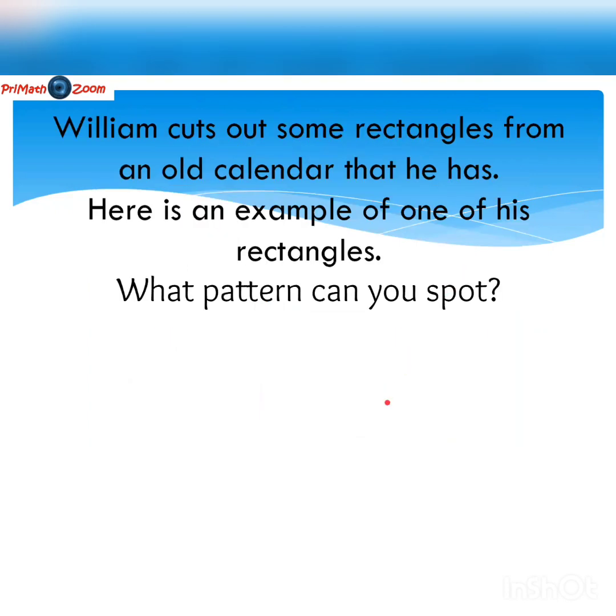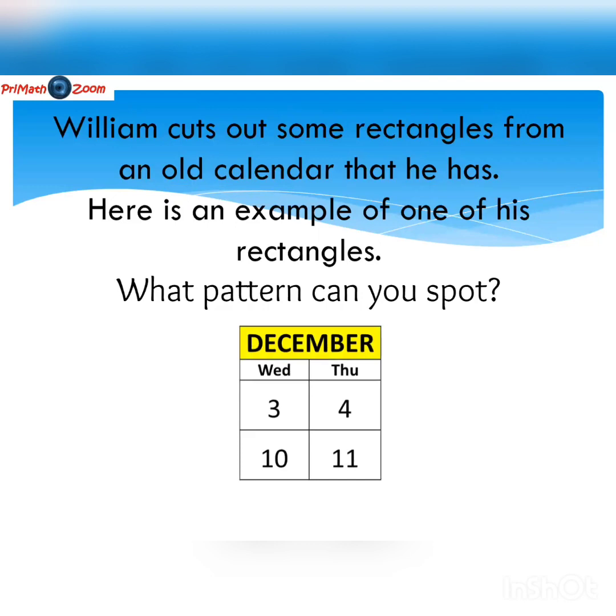So first activity, William cuts out some rectangles from an old calendar that he has. Here is an example of one of his rectangles. What pattern can you spot? So I'll give you some time to spot some patterns. Right, you'd notice that Wednesday is the 3rd of December, and the day after, which is Thursday, is 1 plus this date on Wednesday, which would be 3 plus 1 to give us 4.